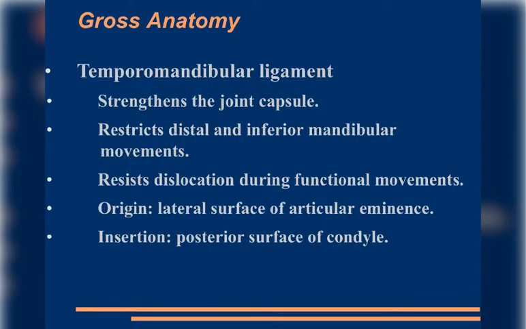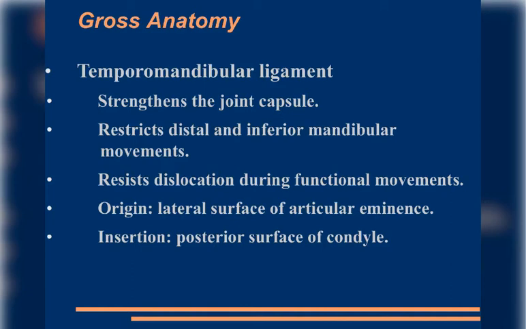The temporomandibular ligament is one of the ligaments that provide support to the temporomandibular joint. It's actually the main ligament that provides support. It's the strongest ligament of all the other ligaments that provide support to the temporomandibular joint. It strengthens the joint capsule, restricts distal and inferior mandibular movement, and resists dislocation during functional movements.